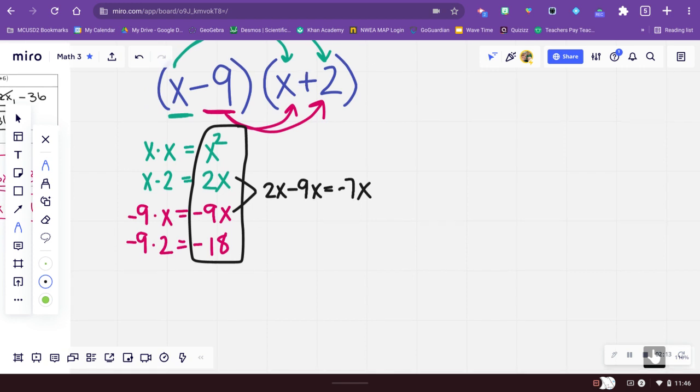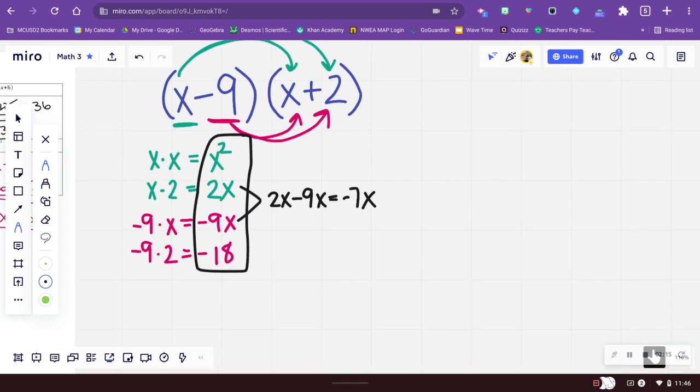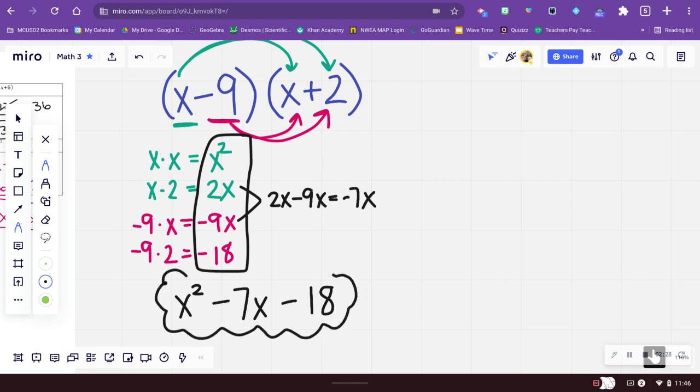And then we're just going to put all these pieces together. So we have the x squared, highest power first, then the plain old x goes in the middle, and we end with the constant, just the number by itself. So the final answer is this trinomial, 3 terms, x squared minus 7x minus 18.